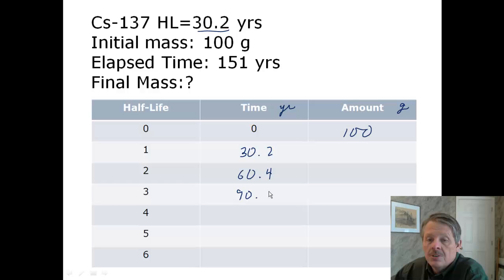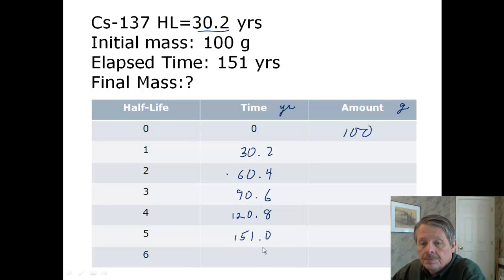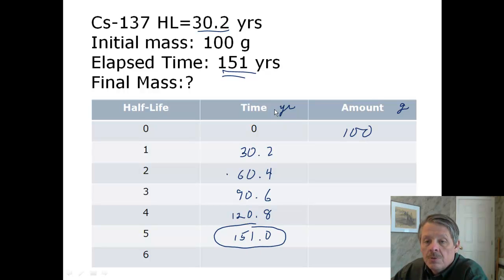That's a half-life, right? A lot of students, by the way, when you get starting here, they'll take 60.4 and they'll double it to 120.8. You don't do that. You're adding 30.2 every time. You're going through that half-life every time again. That's 120.8, and then that's 151. You'll notice I got to what I was looking for. There's my 151, so I can stop.